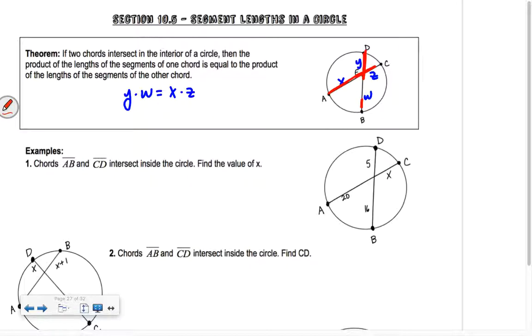Get rid of my arcs there. All right, so it says chords AB and CD intersect inside the circle. Find the value of X. So we're going to do 20 times X equals 5 times 16. Perfect. So I get 20X equals 80. So then X is 4.